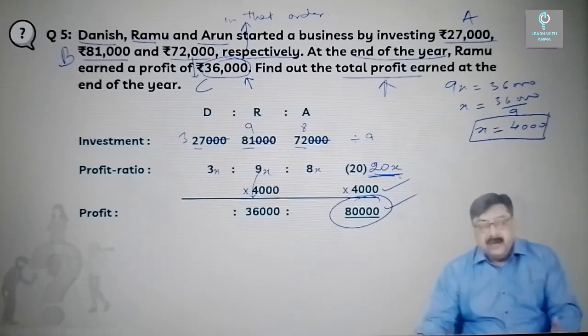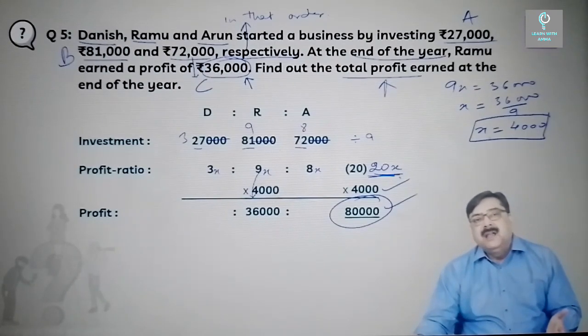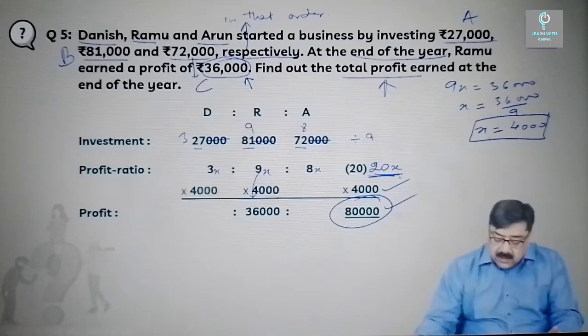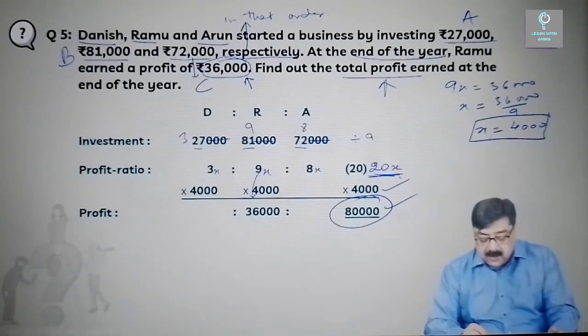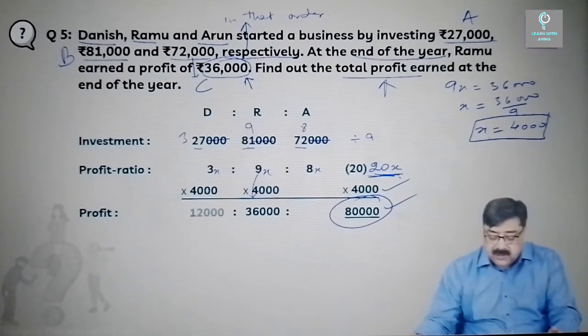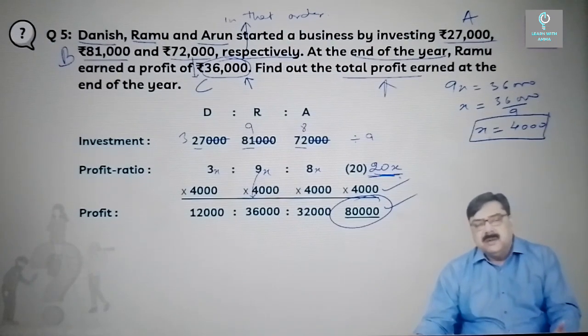If you want to find out the profits which have been individually earned by Danish and Arun, you just need to multiply their ratio points with 4,000, which is the multiplier. So 3 into 4,000 is 12,000. That is the profit received by Danish, and Arun receives 8 into 4,000, which is 32,000, in case you are asked about their profits as well.